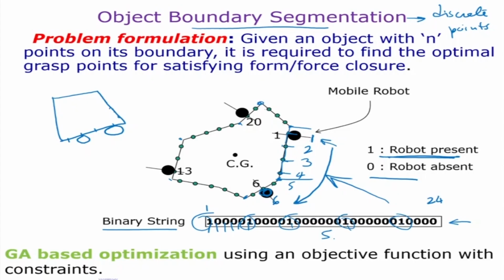So this is how I'm going to do my object boundary segmentation, and basically what we're going to play with is this binary string. If I explain very briefly, in a very simple way, what GA will do is it will change the positions of these ones randomly. It has a total of 5 ones. So it'll keep changing the position of ones randomly, and then see what the cost function is, with constraints. So if this one is 1, the next one it'll make 0. That is exactly how we are going to proceed.